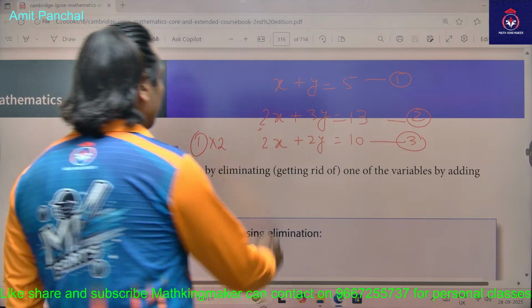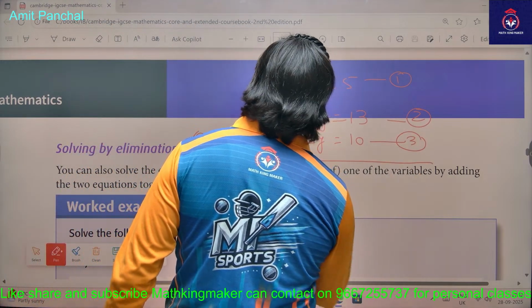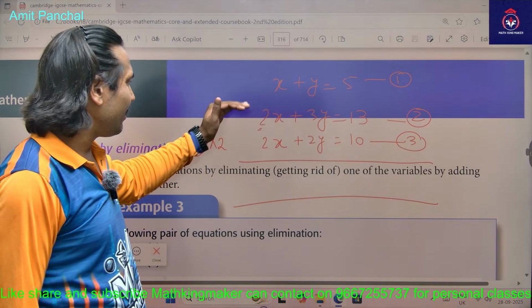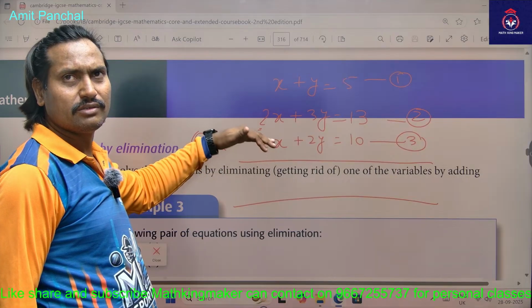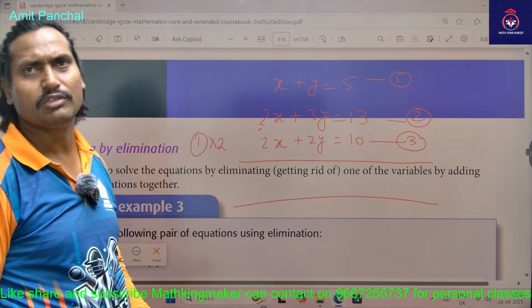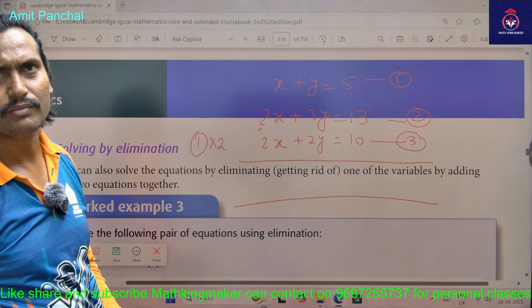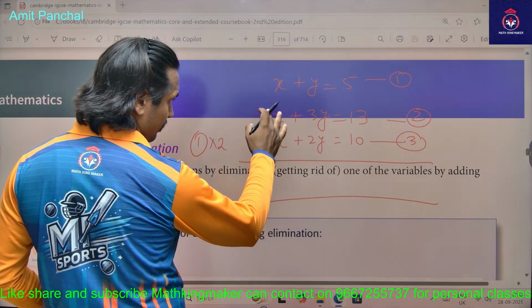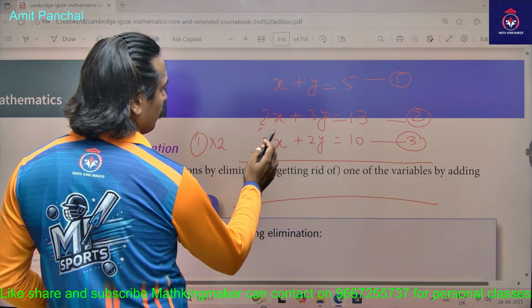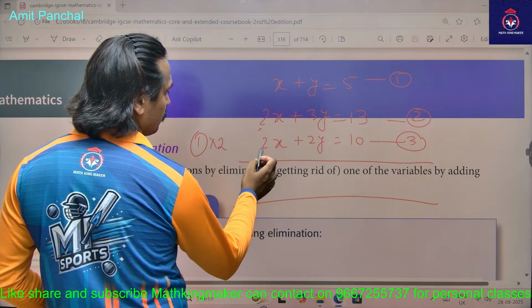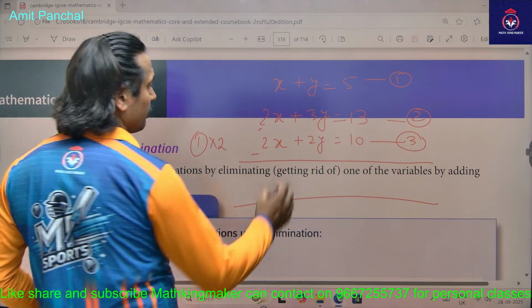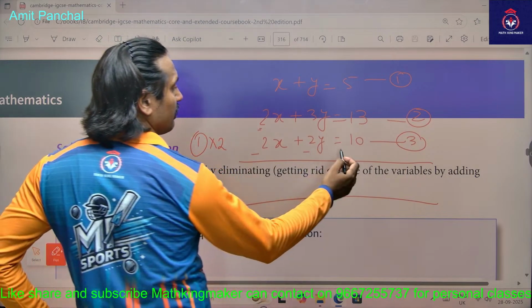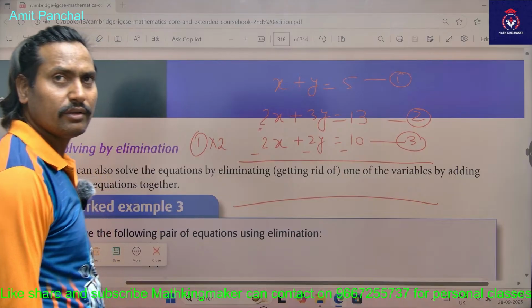Okay, now in this process what did you do? In this process we just made the coefficient of x the same in both of the equations. Okay. So now just subtract these equations. If you are going to subtract, the 2x, which is positive, becomes negative. If it is 2y, that becomes minus 2y. If it is 10, that becomes minus 10, isn't it?